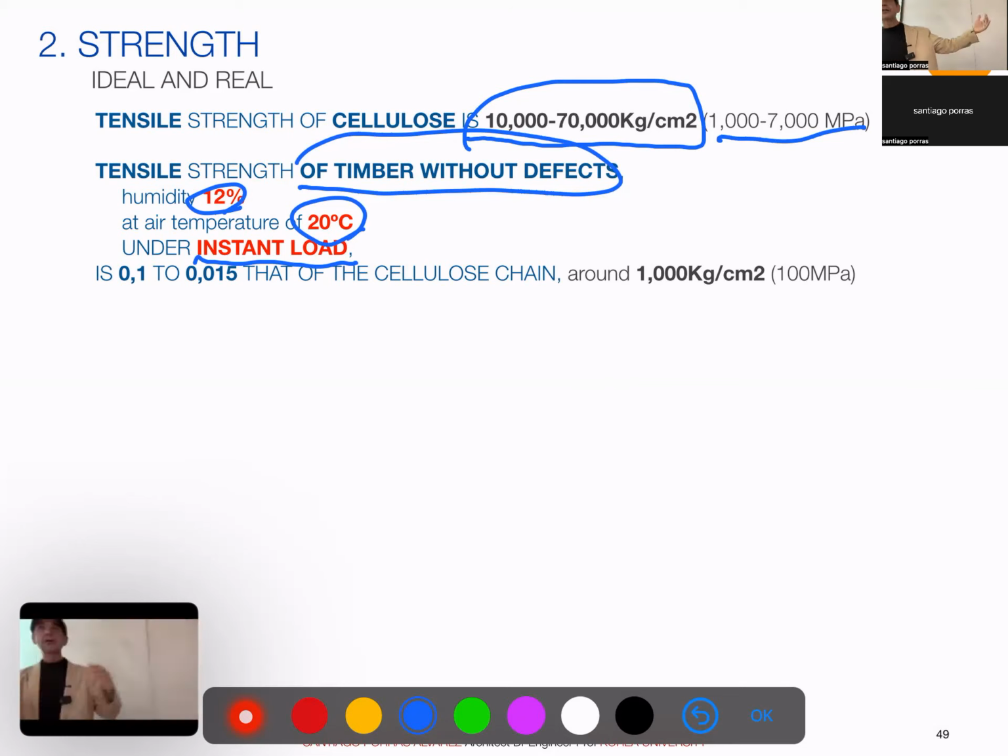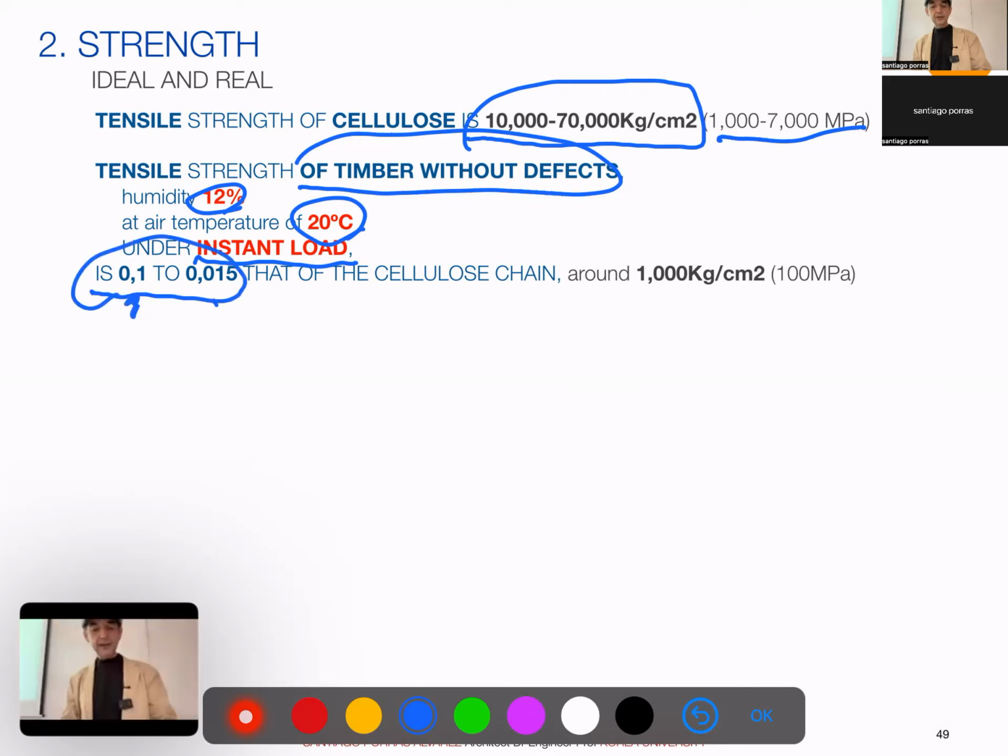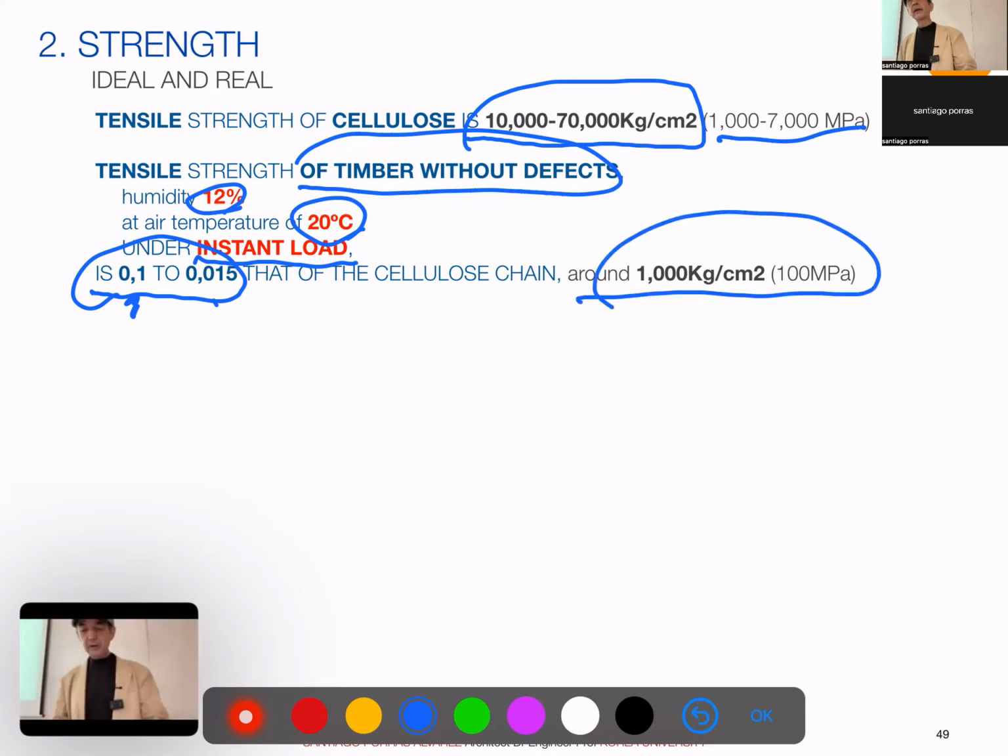Not long-term, like years or tens of years. So in real timber, we go from 10% to 1.5%. So we divide between 10 and maybe 50 or 60, right? So we consider pure timber like 1,000 megapascal, which is still close to low-grade steel strength.